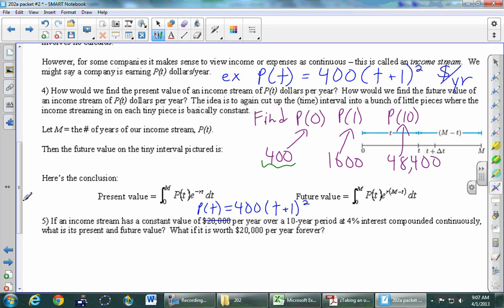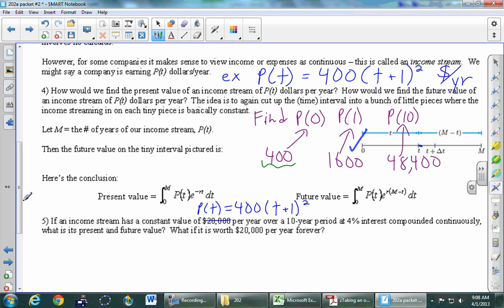Okay, so let's take a look at our picture. We're going to start the clock when we open our doors at time 0. M is the number of years that we're going to let this experiment run. And then you pick some generic moment of time to really focus on. So we're calling it time T, some number of years since we've opened our doors. And we know we could figure out what P of T is at that moment in time because you've got a formula here in front of you. So maybe at that moment in time, you're bringing in $1,600 per year.